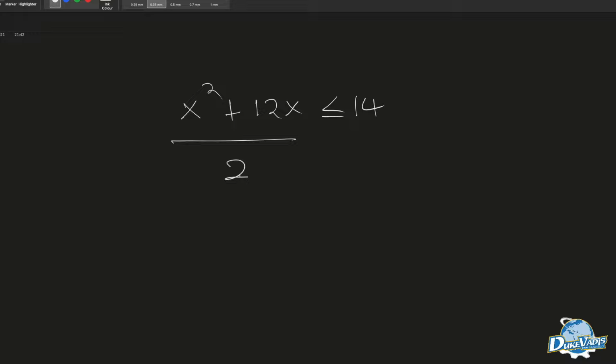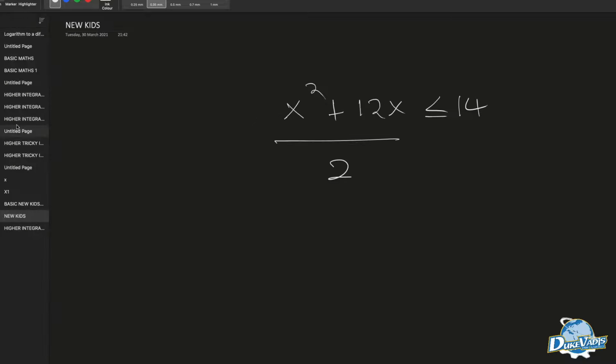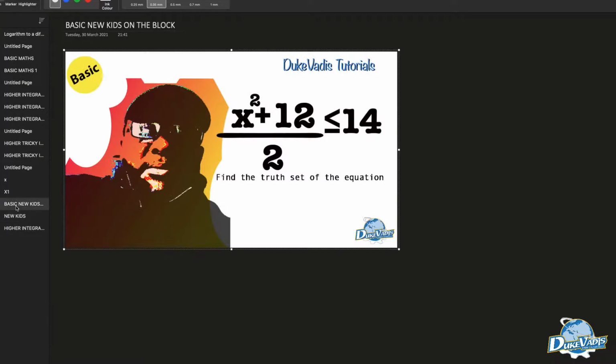Well, let's go and try once more. So the question says x squared plus 12x. Okay, so x squared plus 12x, that was supposed to be 12x, is less than 14. That is how it's supposed to be, not 12.